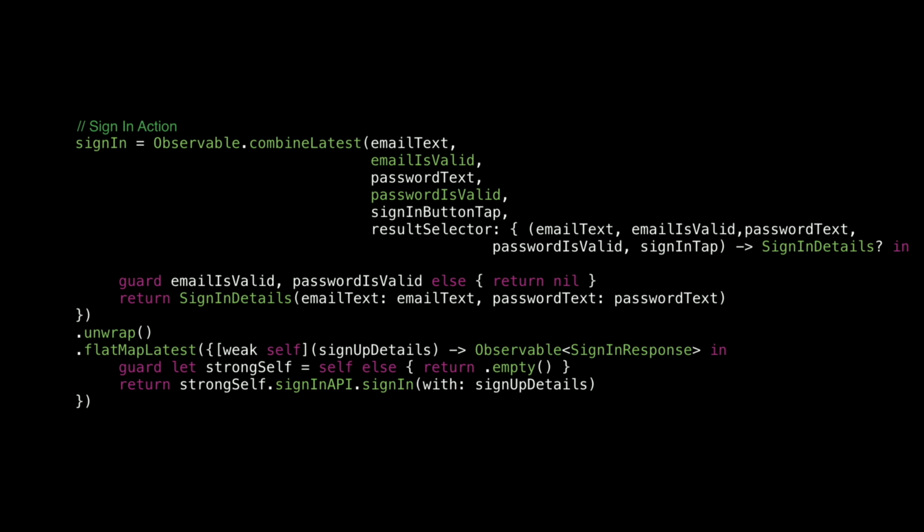So by using those operators, we take those input observables, the email text, email is valid, the password text, password is valid, and sign-in button tap. We make the validation and we return a result if both email and password are valid. And then we do the sign-in action and return the sign-in response. And we do all of this stuff by using only these lines of code. So this is what I'd like to call Rx magic.